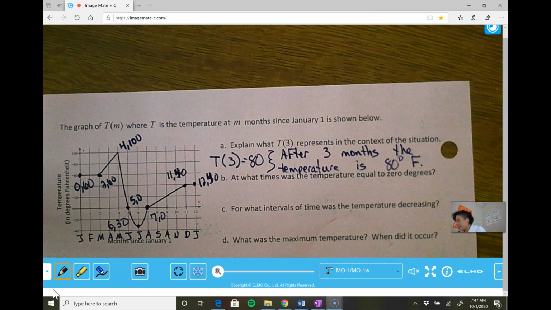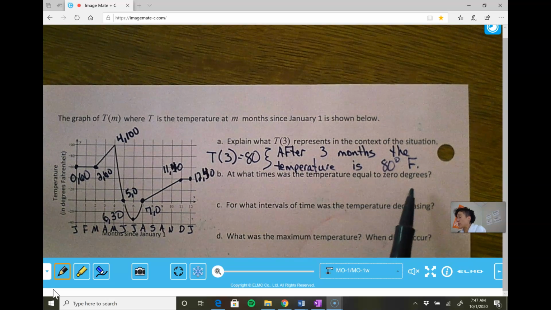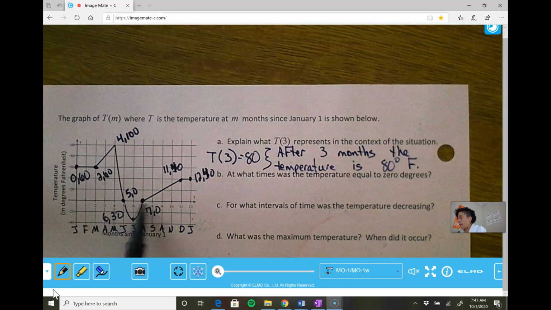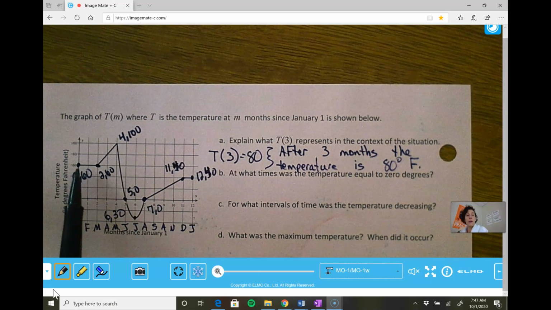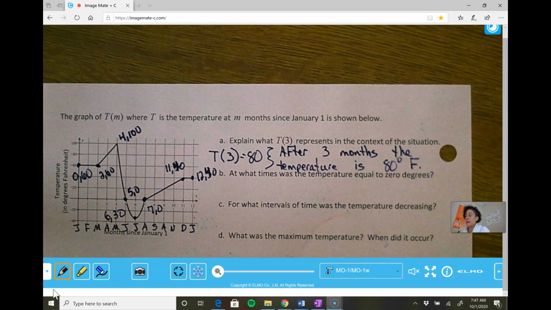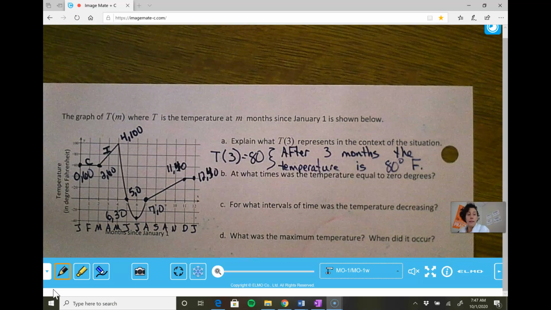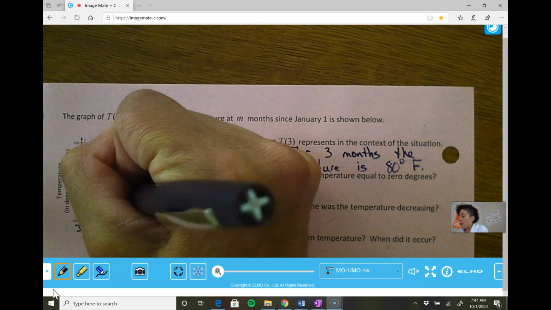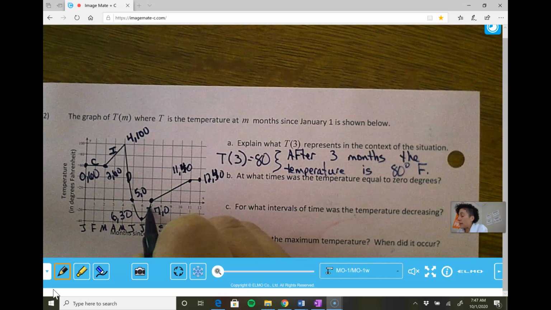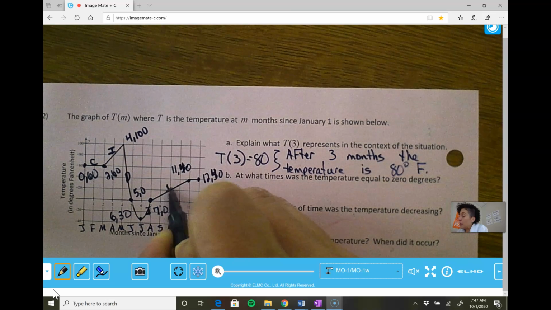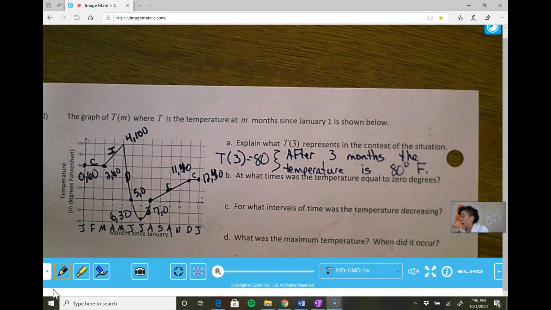Okay, now we're ready. So at what times was the temperature equal to 0? You're going to look at your graph and answer those. At what intervals of time was the temperature decreasing? So remember, here the temperature is constant, so you could put a little C. Here it's increasing. This whole stretch all the way down to the bottom is decreasing. And then we have another little increasing, and it keeps increasing here. It just kind of increases at a different rate. And then we have another little constant.